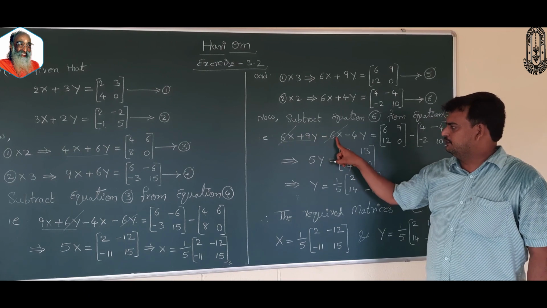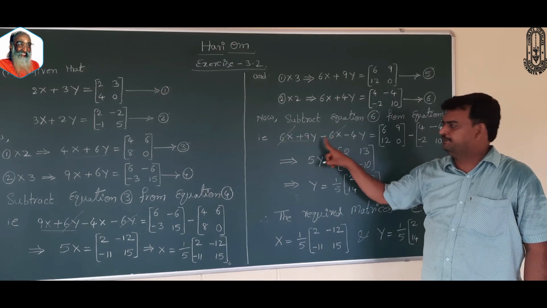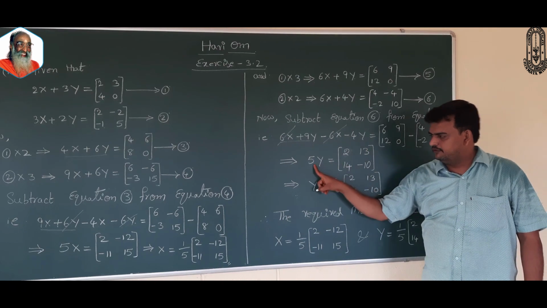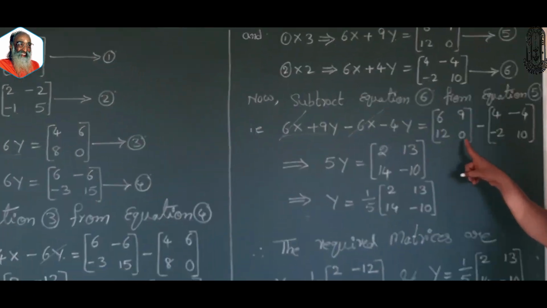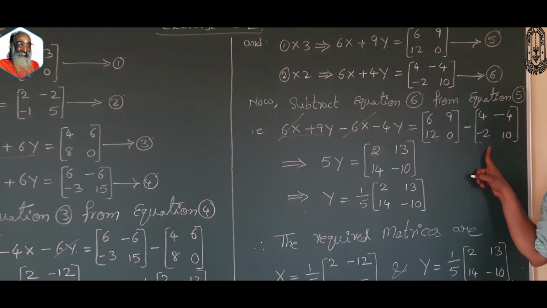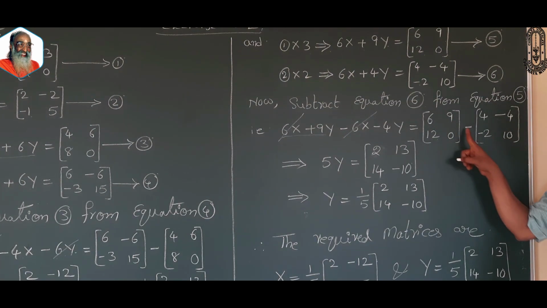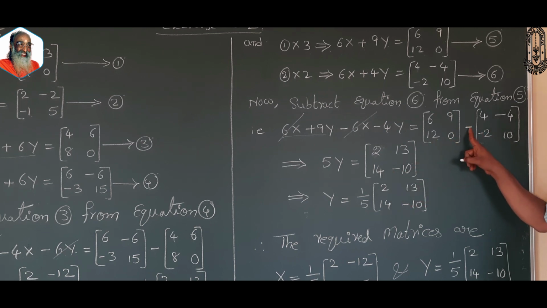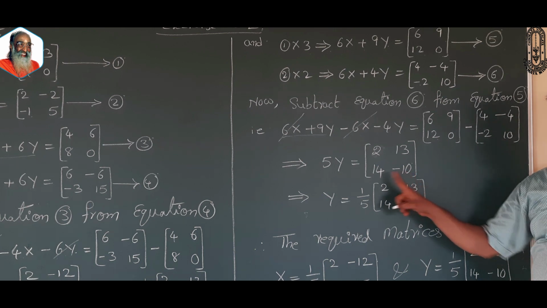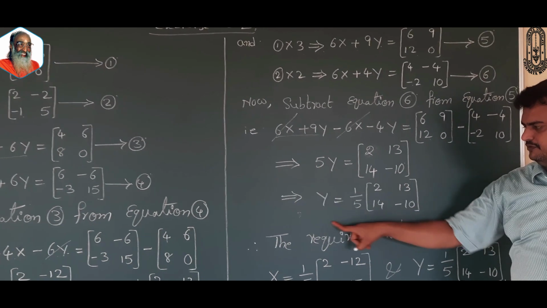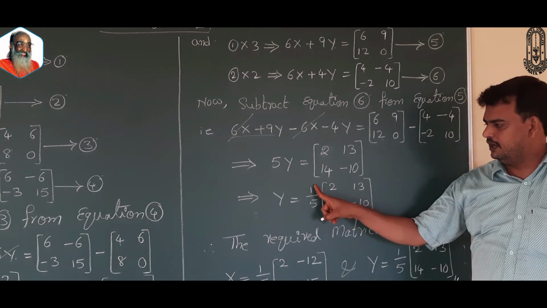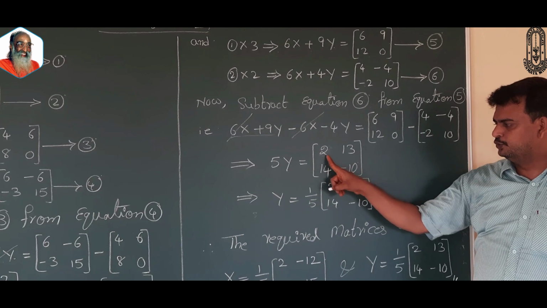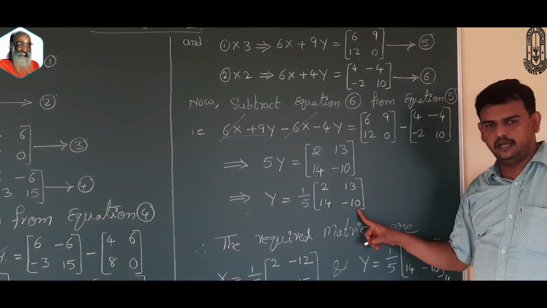Now we are successfully eliminating the variable x. When we eliminate the variable x, automatically we are getting the variable y. 9y minus 4y will get 5y, and these two are same order square matrix, so that we can subtract the corresponding elements. 6 minus 4, 2, 9 minus of minus, plus 9 plus 4, 13, 12 minus of minus, plus 2, 12 plus 2, 14, 0 minus 10, so we get minus 10. Here 5 is multiplying, as we know the transposition, 5 comes here, it divides the matrix. So we have 1 by 5 into 2, 13, 14, minus 10.